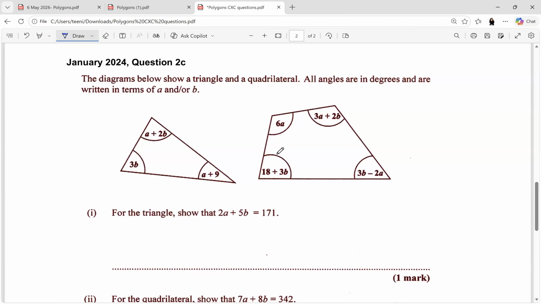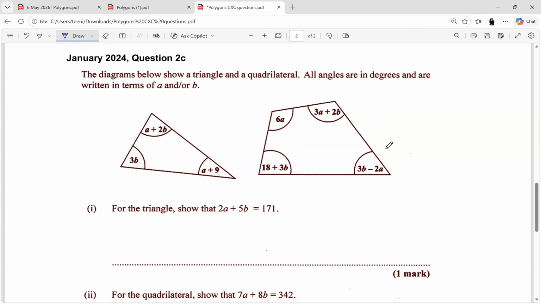And how many degrees do you have in a quadrilateral? 360, right? So likewise, all of these angles will add up to 360. So the first question, for 1 mark, says, for the triangle, show that 2A plus 5B is equal to 171. So we know that it has to do with the angles, right? Because all of the angles are written in terms of A and B. And we know that the interior angles in a triangle add up to 180. So we're going to add up all of these and equate it to 180.